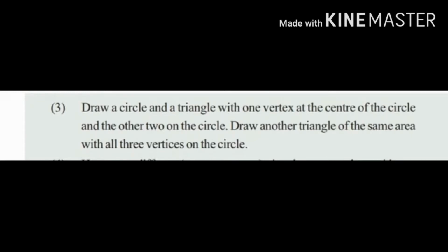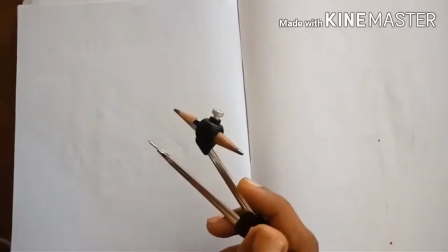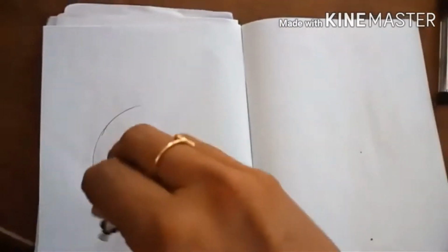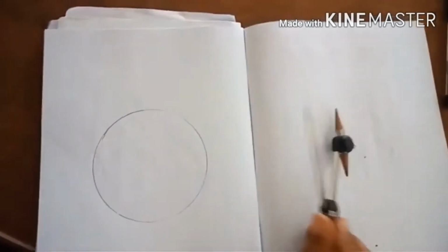Now, let's do it. In order to draw the given figure, first of all we need a circle. Here measurement is not given, that means you can take any radius. So first of all, take any radius, then draw a circle like this. Draw a circle first. After that we have to draw a triangle.